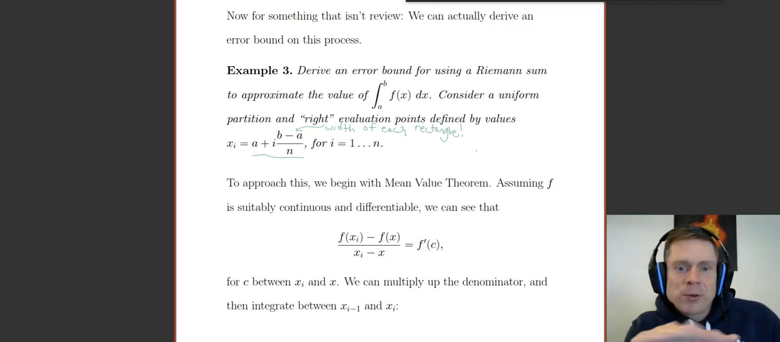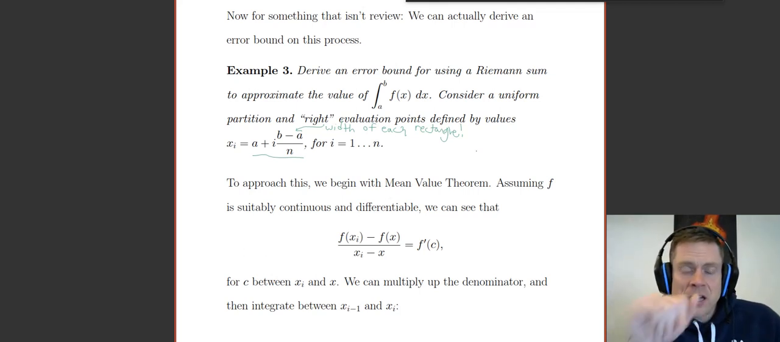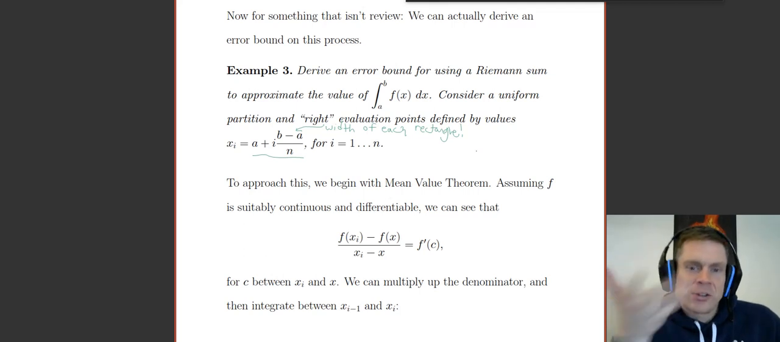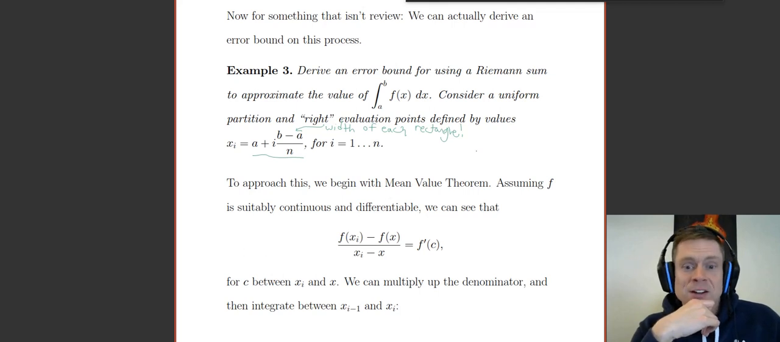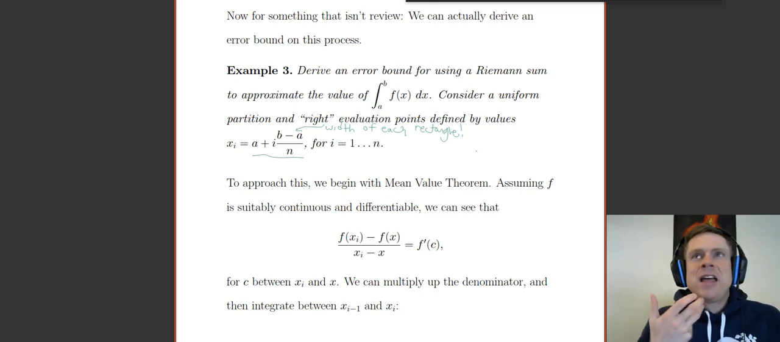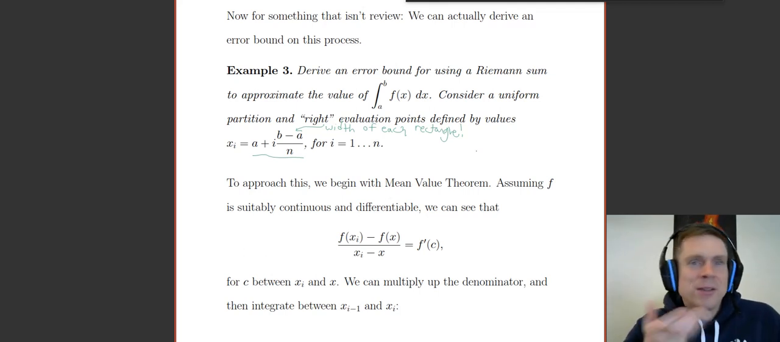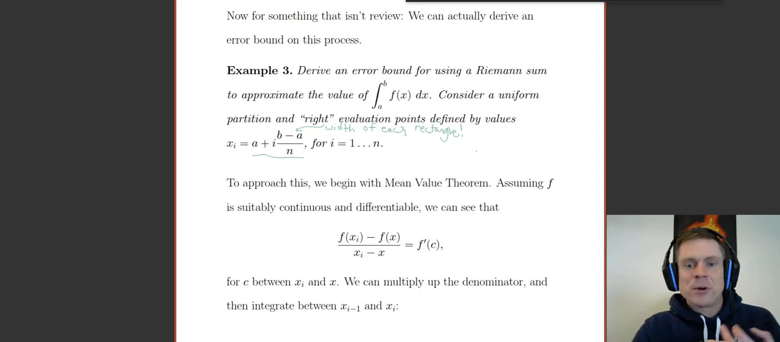So this is what we're doing. Those are my evaluation points. You can do a similar derivation using left endpoints, but we're going to approximate this value and find the error associated with it. To start, we're going back to some familiar tools. We've used the mean value theorem a lot over the semester, and we will here as well. We start with f having enough smoothness properties, continuous and differentiable and so on, so that I can even talk about this. That works for most of the functions we're concerned with, and we'll make that assumption going forward.